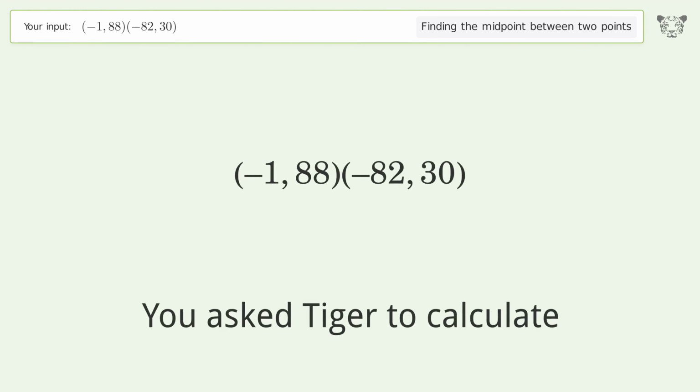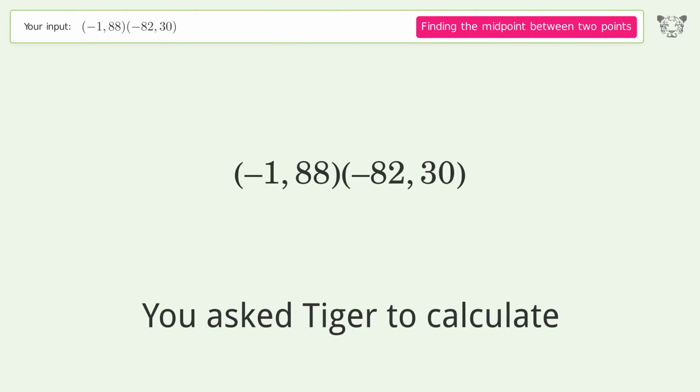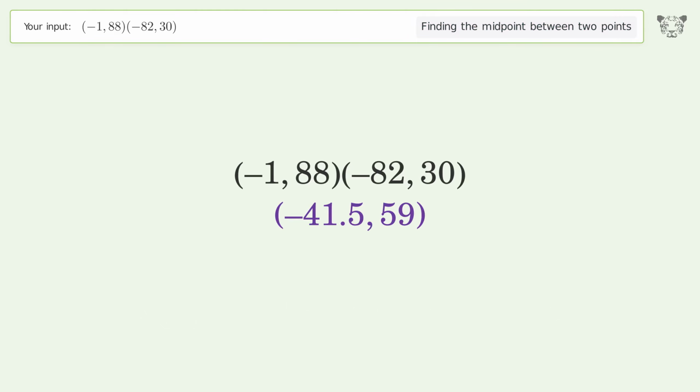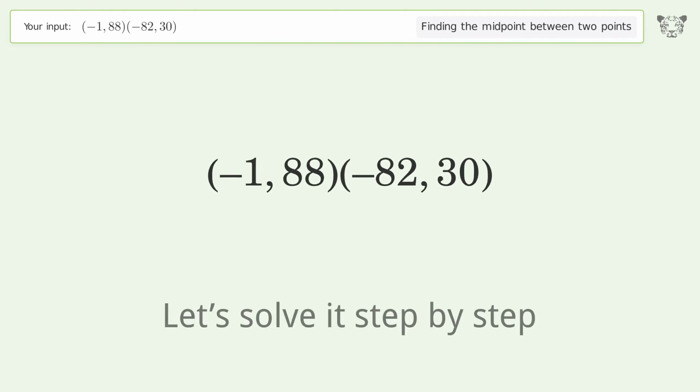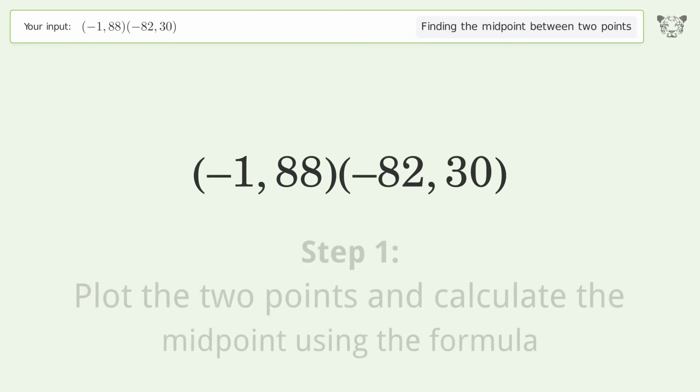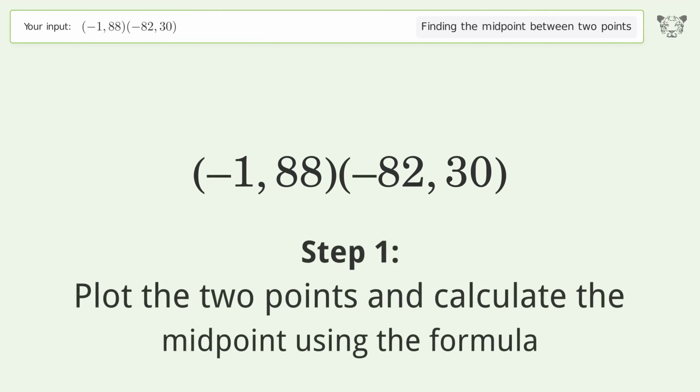You ask Tiger to calculate. This deals with finding the midpoint between 2 points. The midpoint between the 2 points is -41.559. Let's solve it step by step. Plot the 2 points and calculate the midpoint using the formula.